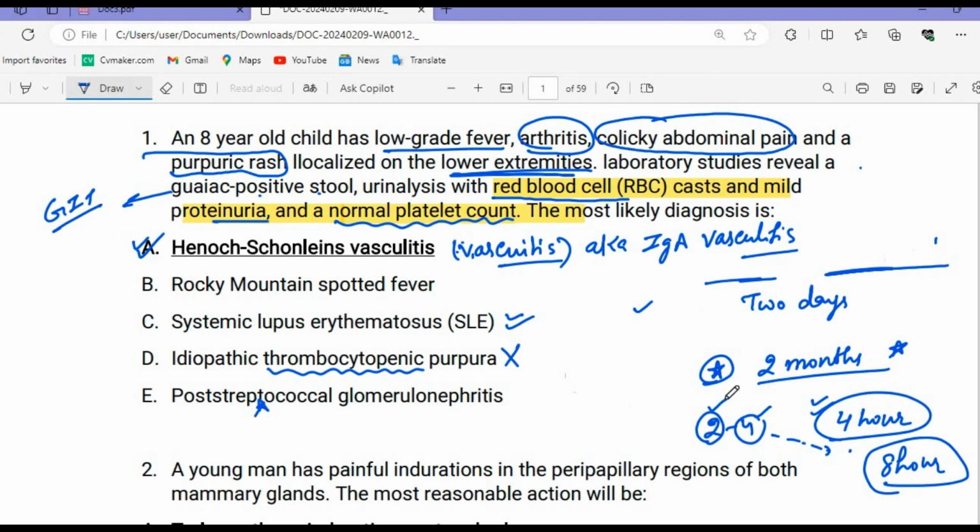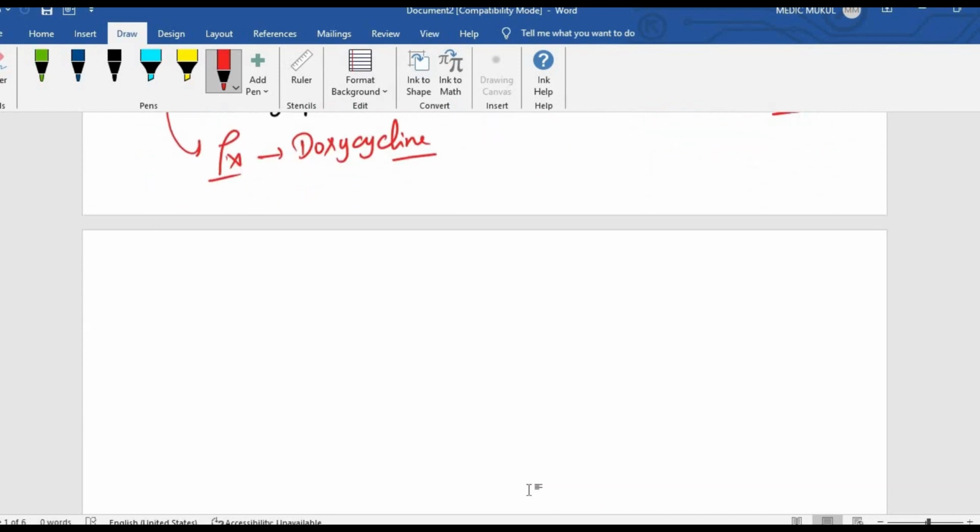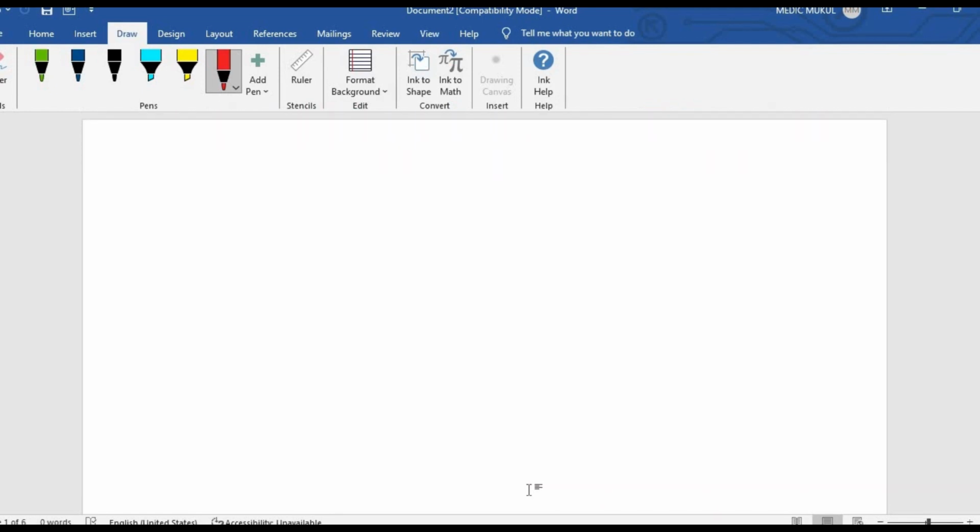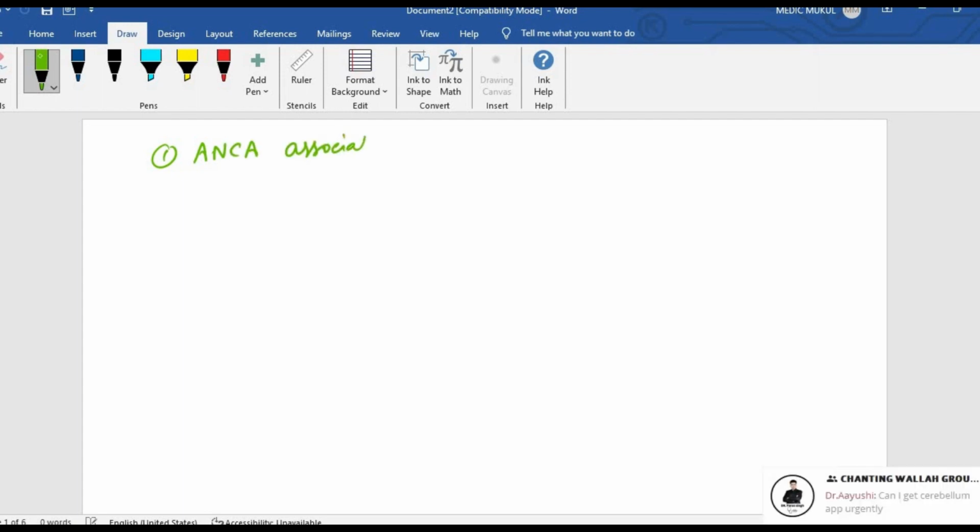I hope this is clear. Now let's continue with our vasculitis topics, because from vasculitis we will cover around 20 questions, from all the bases, whether it is surgery or whatever. As we are talking about small vessel vasculitis, let's continue with ANCA associated vasculitis. ANCA, I just told you what that is, anyone?